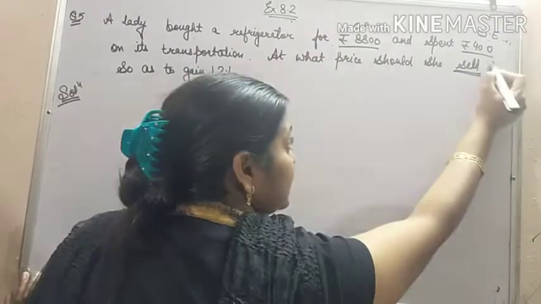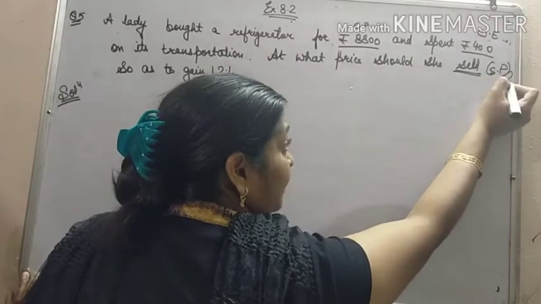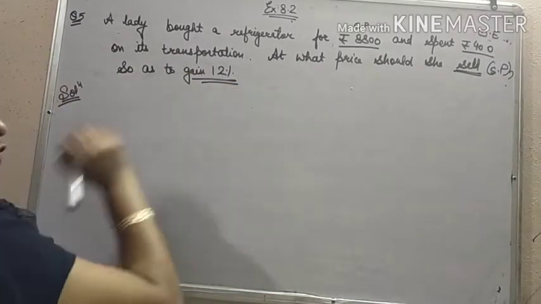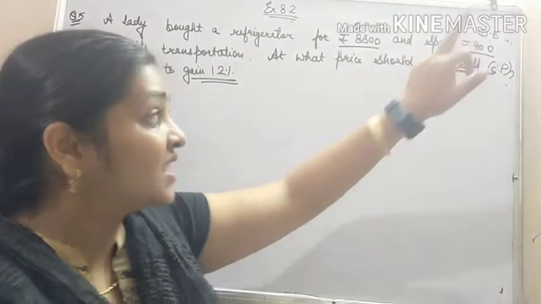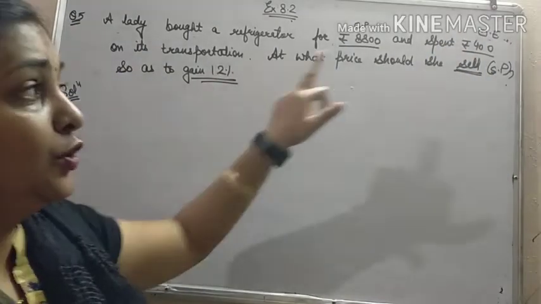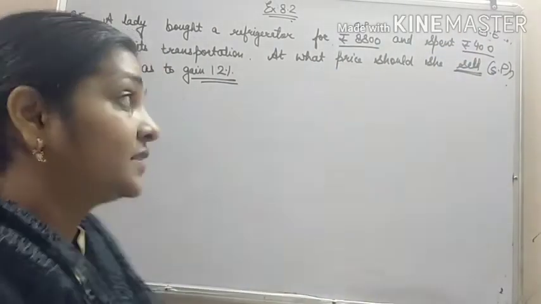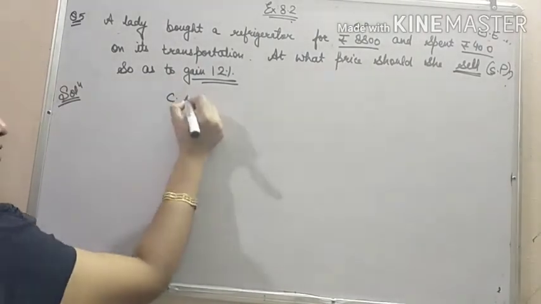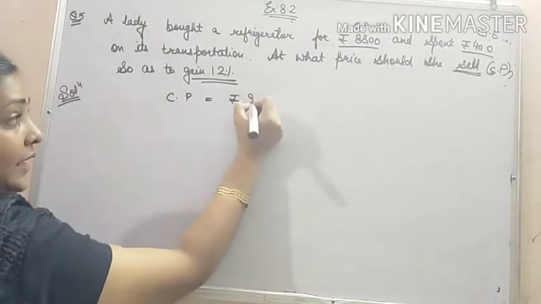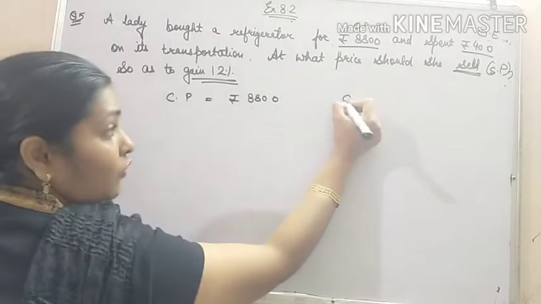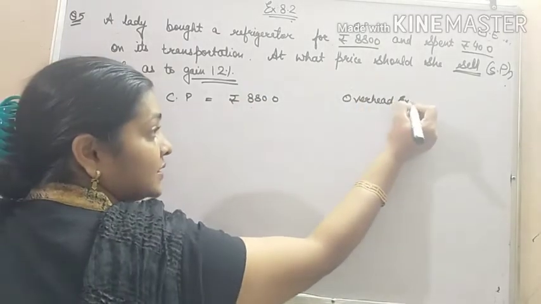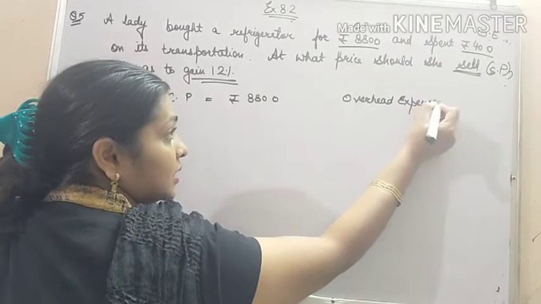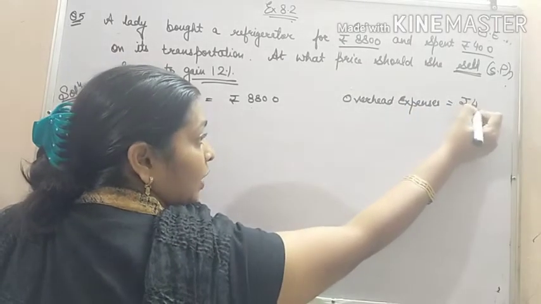So we need to find the selling price, and the gain is given to you. What is given? CP is given to you, overhead expenses is given to you, gain is given to you. You have to find the selling price. So see, CP is equal to rupees 8800. Overhead expenses is equal to rupees 400.